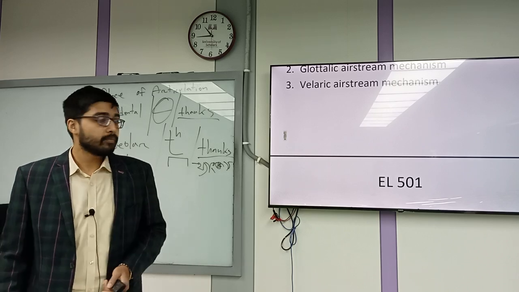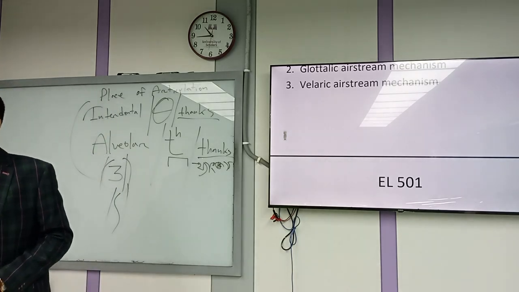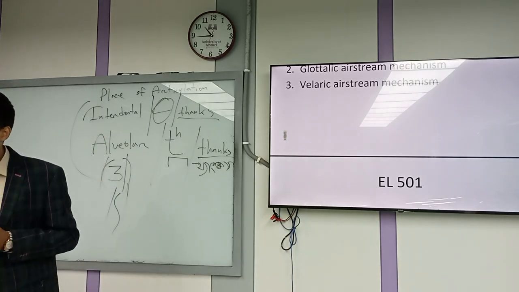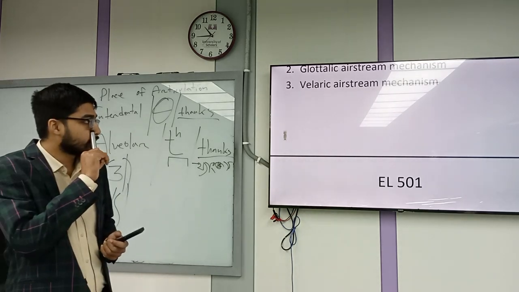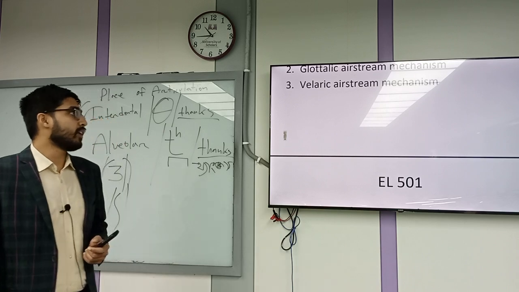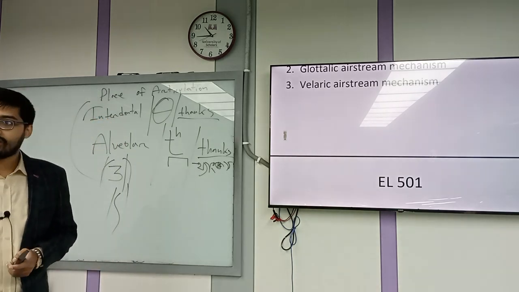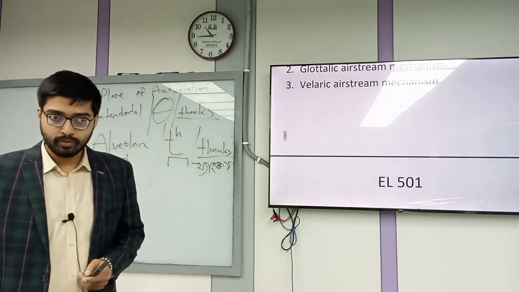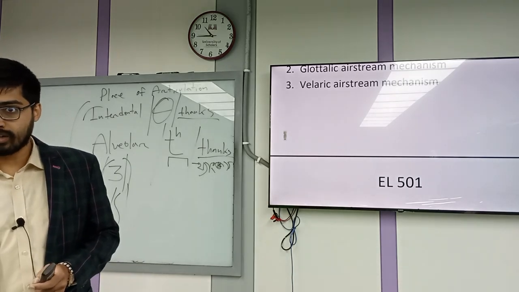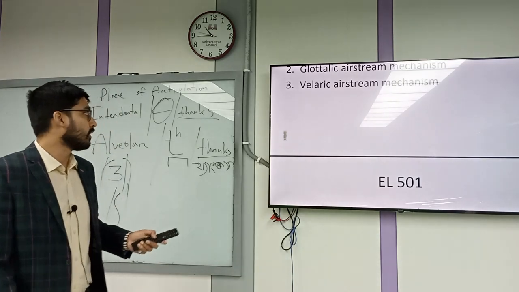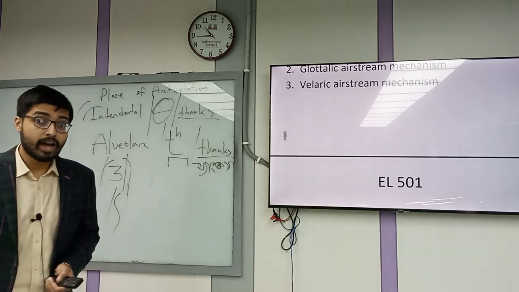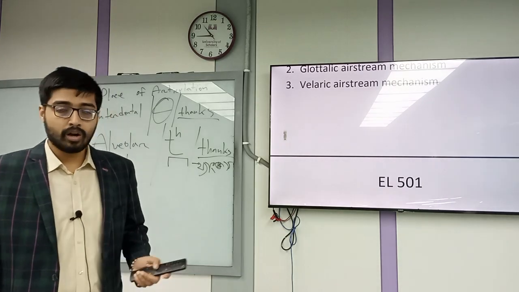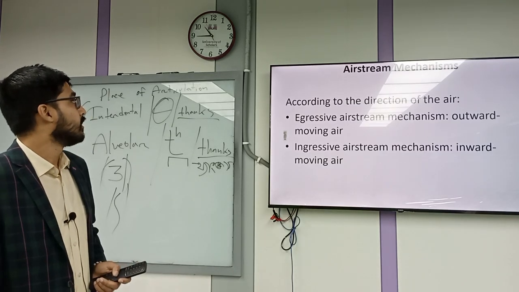Glottalic airstream mechanism. That means the air is basically coming through the glottal stops and the glottis, and the state of glottis. Okay, velaric airstream mechanism. Velar sounds. We already know which sounds are velar sounds. Am I right? Okay. So three kinds of airstream mechanism: pulmonic, glottalic, and velaric. Okay, let's go to the next slide.